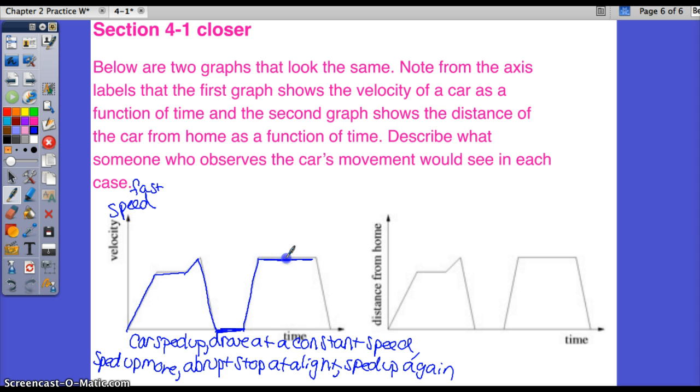Drove at another constant rate. Maybe he's on the highway. Drove at a constant rate. And then it looked like he stopped. Then, where can I write this? Maybe right here. Then stopped.